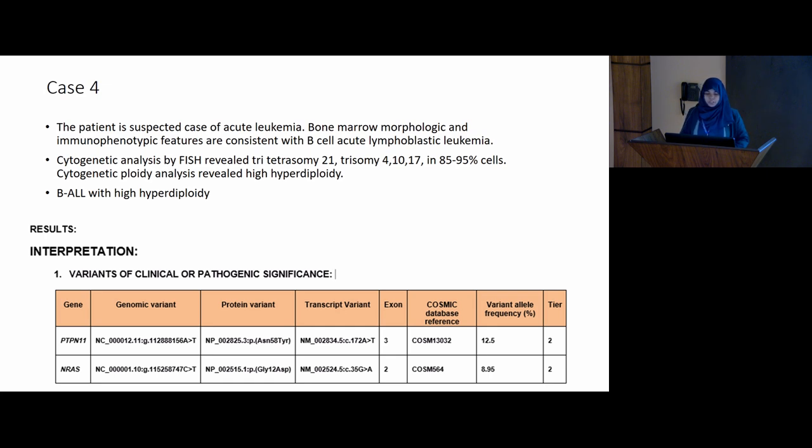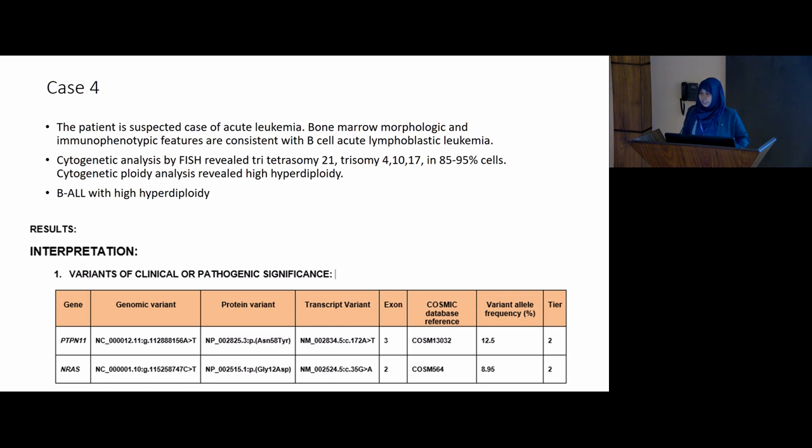Bone marrow morphology and immunophenotypic features are consistent with B-cell acute lymphoblastic leukemia. Cytogenetic analysis by FISH revealed tetrasomy 21, trisomy 4, 10, 17 in 85 to 95% of cells. And it revealed basically high hyperdiploidy. So B-ALL with high hyperdiploidy. And on NGS, we saw two mutations, PTPN11 and NRAS, which are RAS pathway mutations, and they are known to be more commonly seen in B-ALL with high hyperdiploidy.